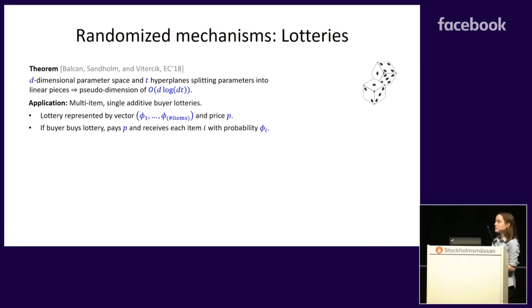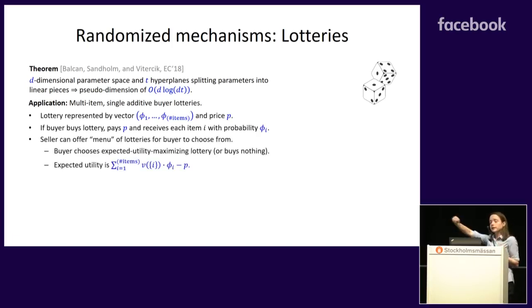And so a lottery is represented by a vector, phi 1 up through phi number of items, so it's a number-of-items-dimensional vector, and a price p. And the way it works is that if the buyer chooses to buy the lottery, they're going to pay a price of p, and they're going to receive each item i with probability phi i. So a way that the seller can get even more revenue is by offering a menu of lotteries. This is where the seller offers the buyer multiple lotteries, and the buyer chooses whichever lottery maximizes his expected utility. And his expected utility is just the sum over all items of his value for the item times the probability that he gets that item, minus the price. So he's just going to choose to buy whichever lottery maximizes his expected utility.